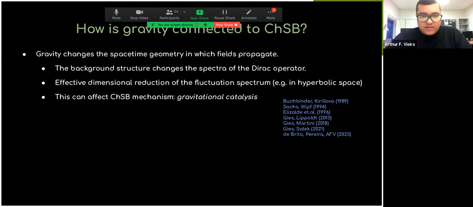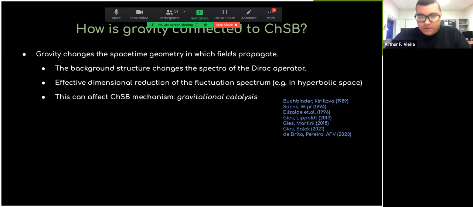As with any matter field that propagates through space-time, it is conceivable that gravity changes the space-time geometry in which all these fields propagate. So the background structure of space-time will change the spectra of the Dirac operator. And this will ultimately cause an effective dimensional reduction of the fluctuation spectrum as well. This effect is enhanced in hyperbolic spacetimes, and this, in turn, can also affect the chiral breaking mechanism. If you are in a curved spacetime, this is similar to magnetic catalysis, and inspired by it, it is called gravitational catalysis.